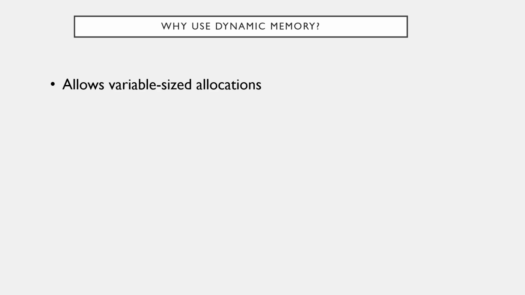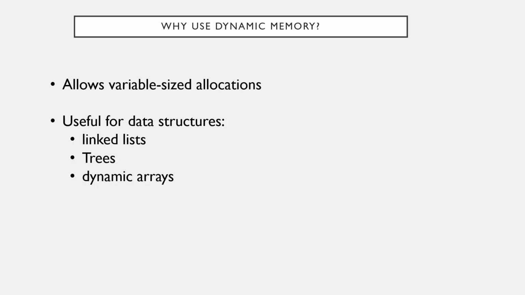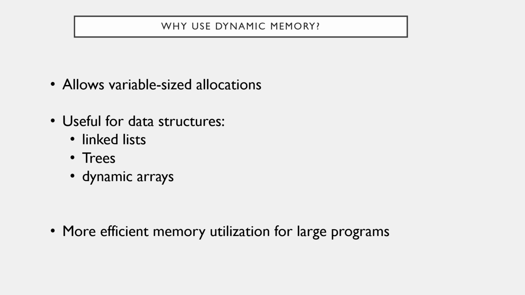Why do you use dynamic memory? Because it allows you to have variable sized allocations. Especially if you have large amounts of data, you don't want to be wasting memory by having an array of size 100 when you might only need 15 objects. Say you have an array of class objects. It's useful when we do linked lists and trees and dynamic arrays. We are not doing linked lists and trees in this class, but you will see them in future classes. And you have more efficient utilization for larger programs.